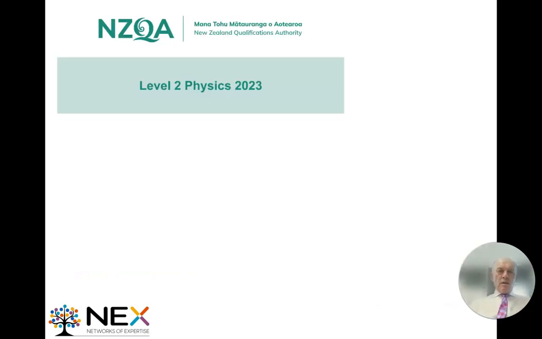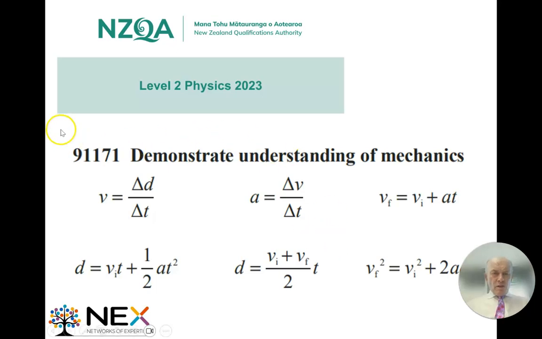So looking at a snip out of the 2023 NZQA booklet, the six equations are the definition of velocity, the definition of acceleration, and these four kinematic equations of motion, which I'll go through shortly.